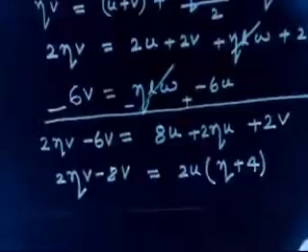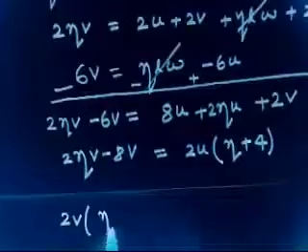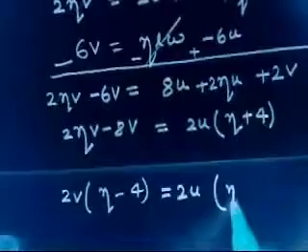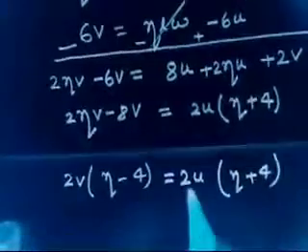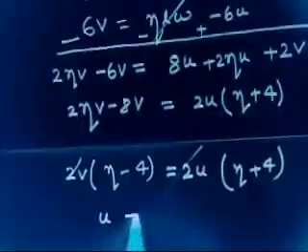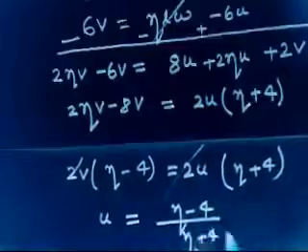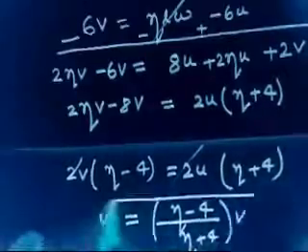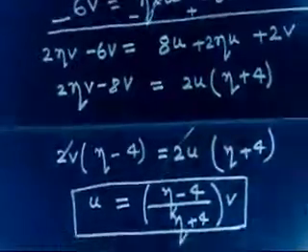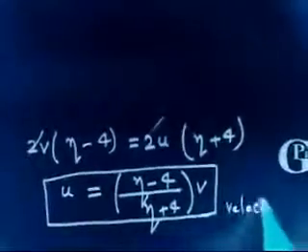Now if I do more mathematics, I can take 2v common here also. So 2v, if I take common, (eta minus 4), this will be 2u (eta plus 4). So 2 goes out, so you will have u equals (eta minus 4) divided by (eta plus 4) into v. So this is the velocity of ball, or you can say velocity of disc.